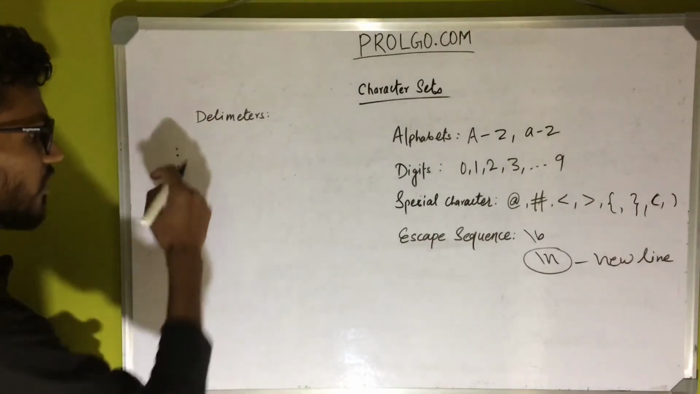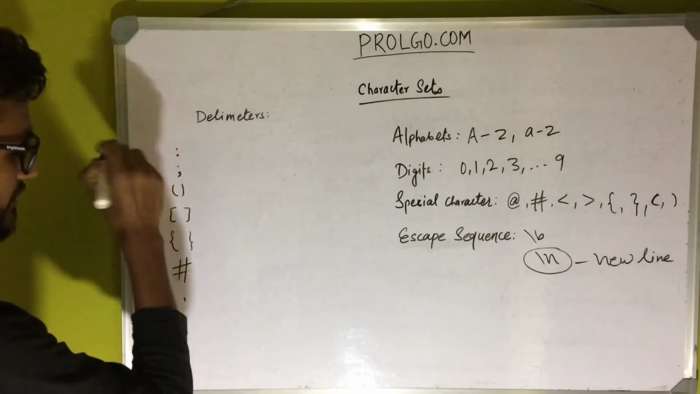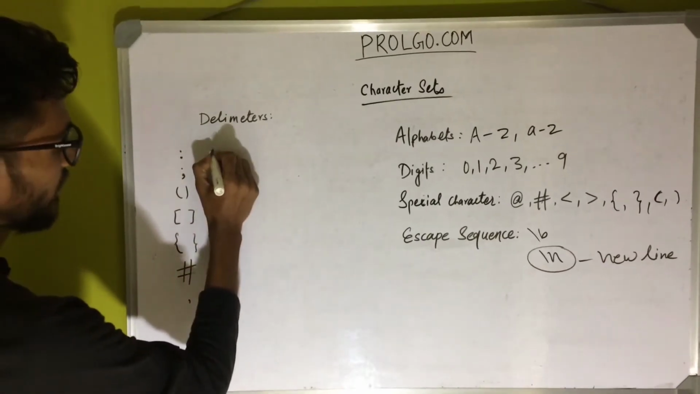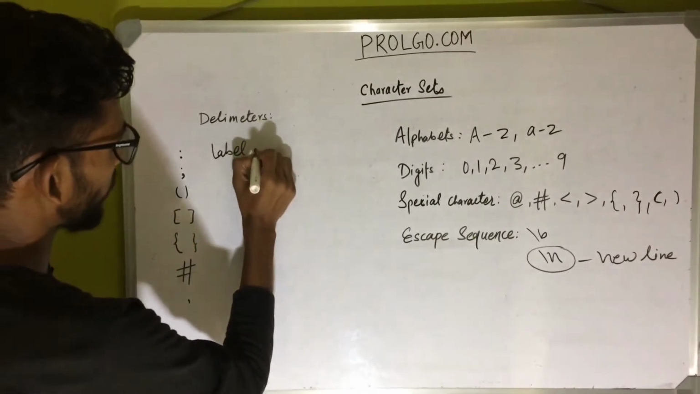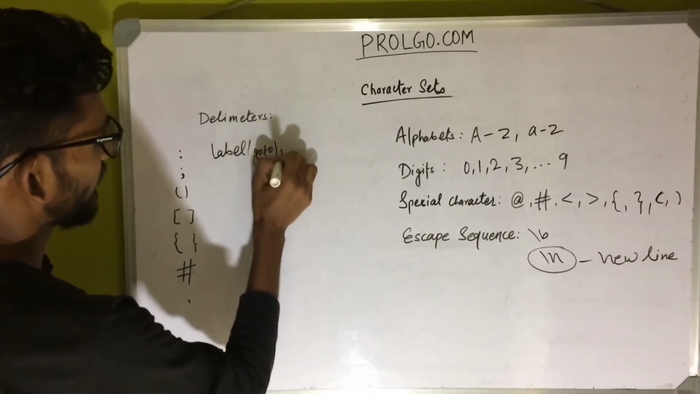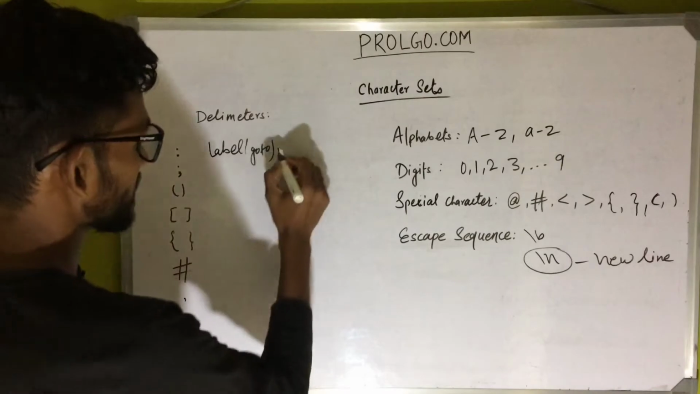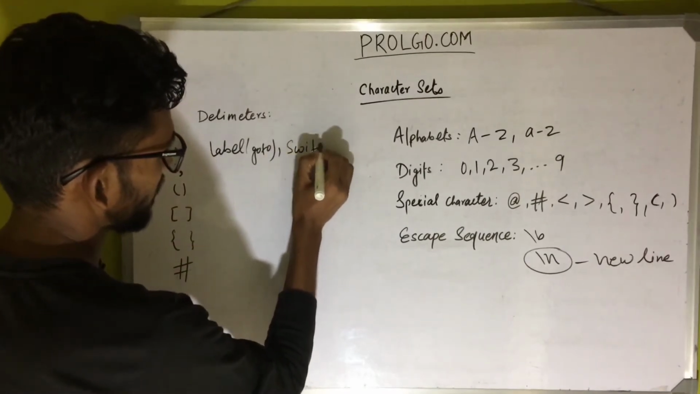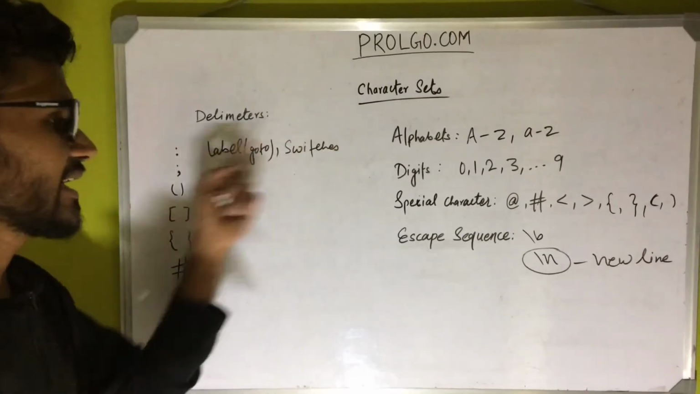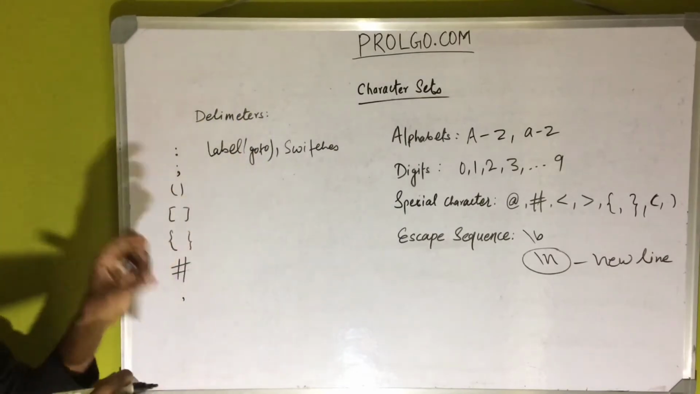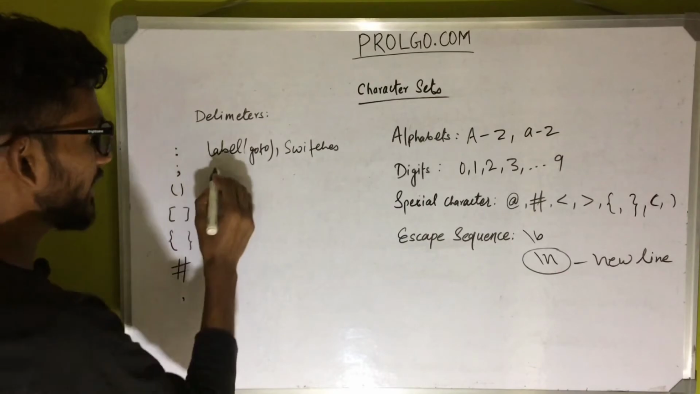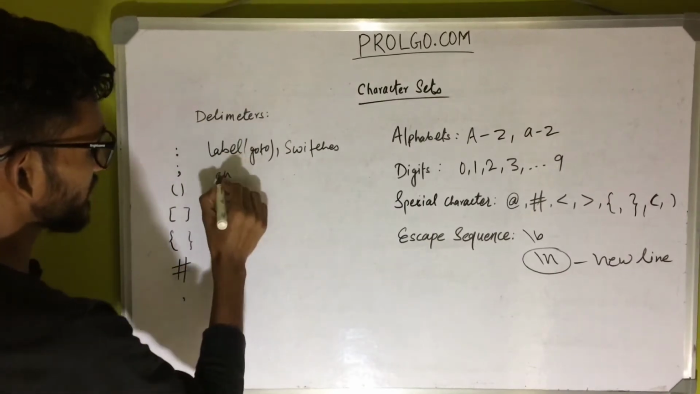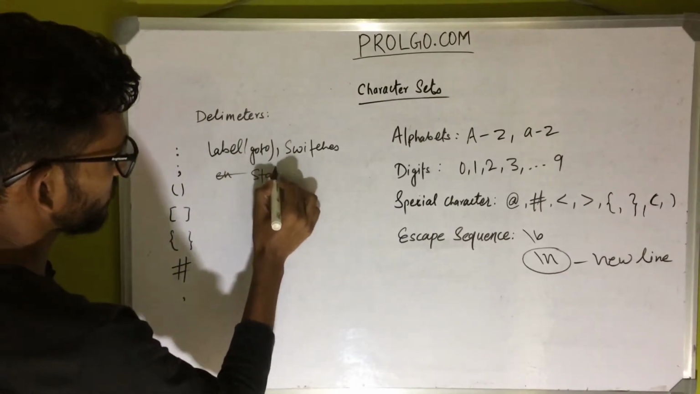So this is the colon, and this is used in a label. Labels will be used in conjunction with goto. Then in switches, I'll tell you everything later. As of now, I'm just giving you a brief introduction. And then the semicolon, this is to end a statement, or to represent the end of a statement. We use this one.